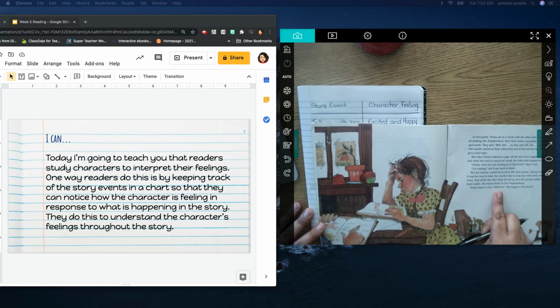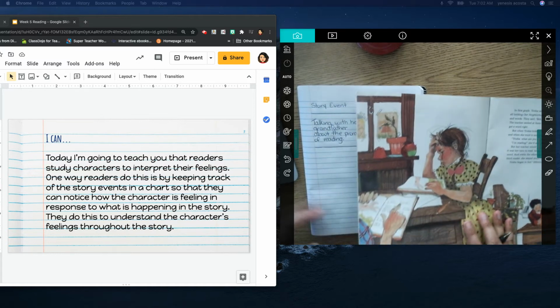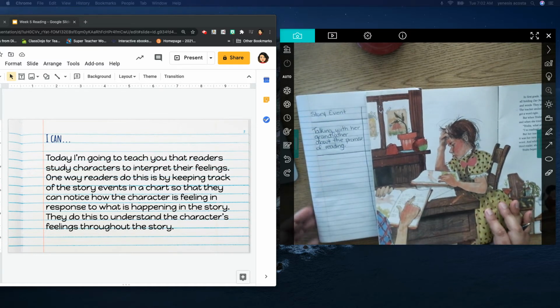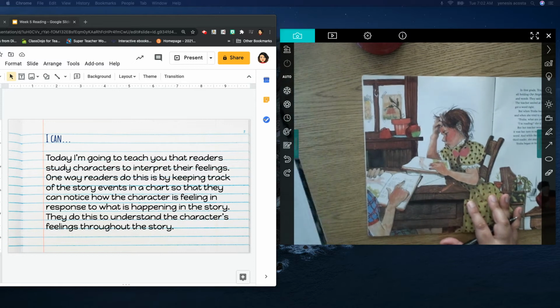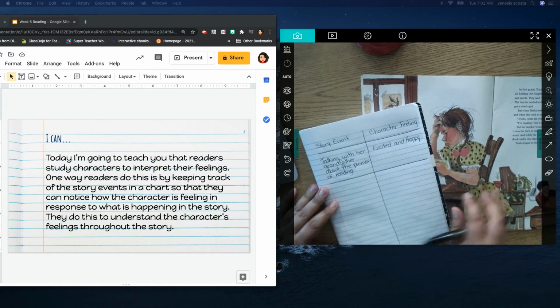And I also remember her saying that she felt different on the page. Trisha began to feel different. She began to feel dumb. So I think that because she was having such a hard time reading, she would get upset and she would just feel different. So I'm going to jot that down.